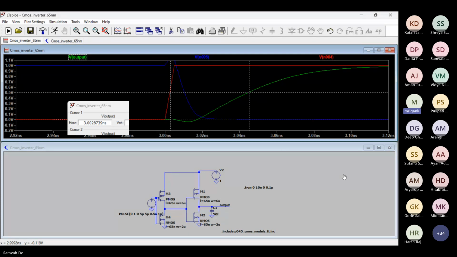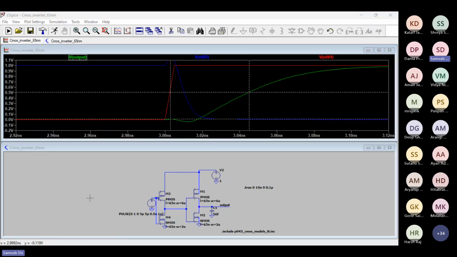Can you tell me what is the cursor 2 value? 3.045. 3.045, so almost 45 picosecond. That means the delay between the red curve and the green curve, the difference between the rising edges' midpoints, is around 45 picosecond. That means the delay of two stages here is around 45 picosecond. So in this 45 nanometer CMOS node, for this device dimension, we are getting a delay of around 45 picosecond for the two stages.